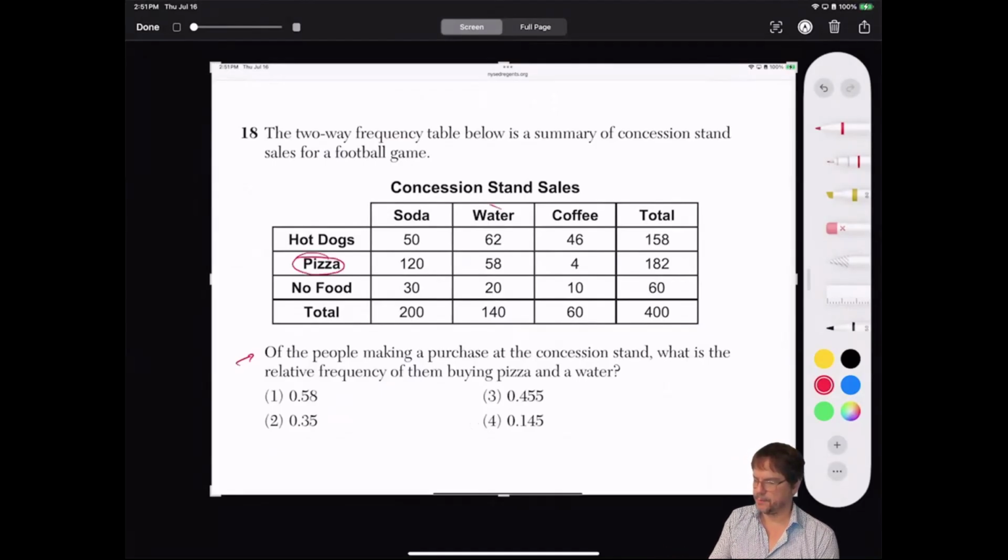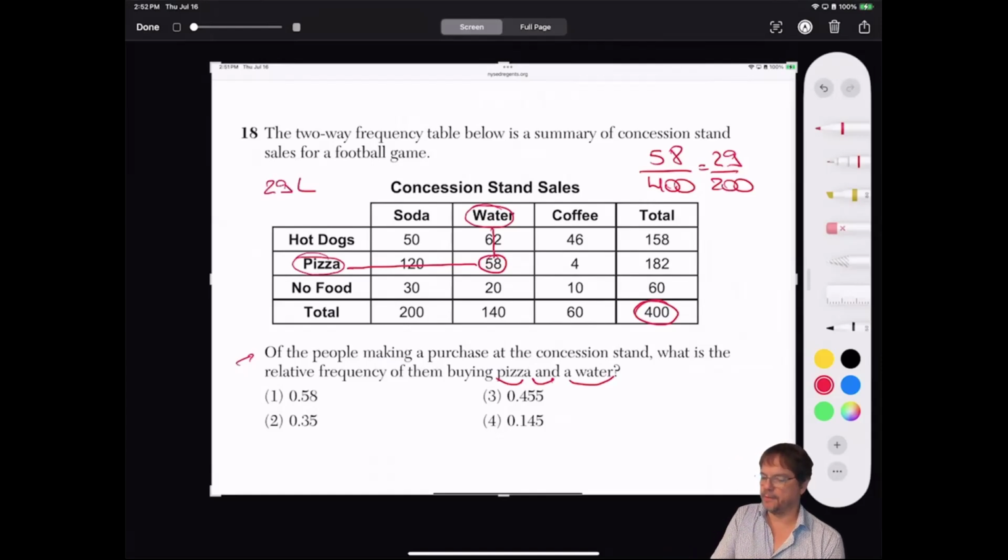Pizza, water. Okay. Pizza and water. Okay. Is 58 people that buy pizza and water from a total of 400. Do you agree? Okay. Is 29 divided by 200. Do you agree?